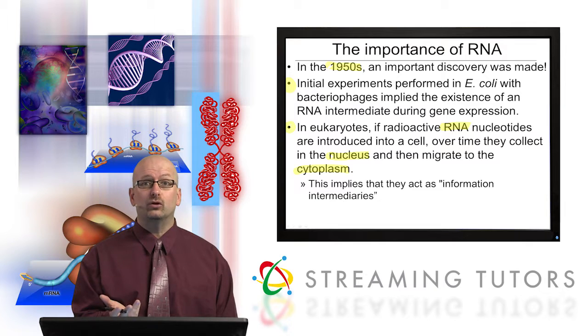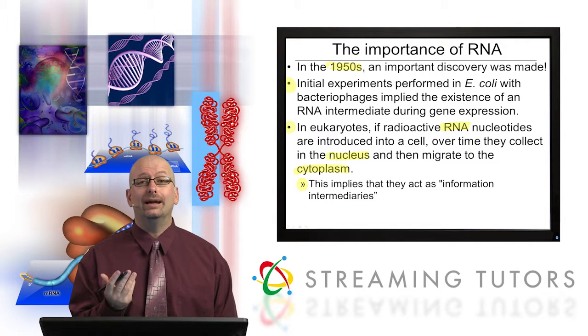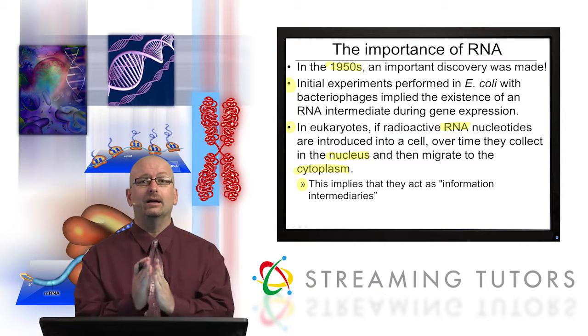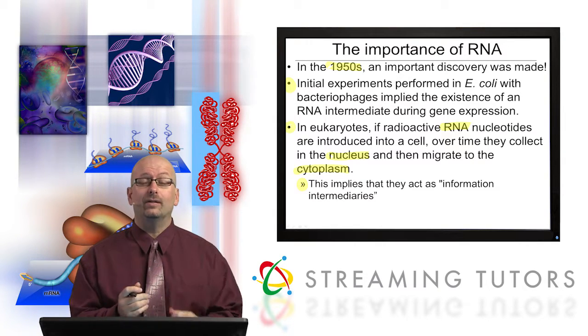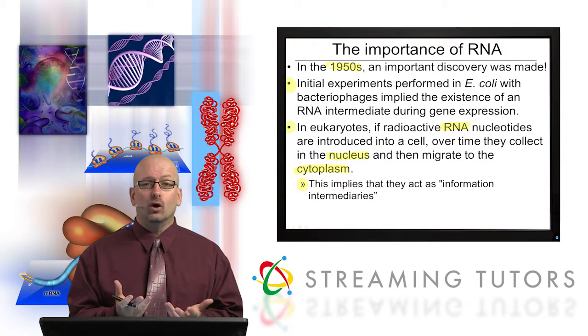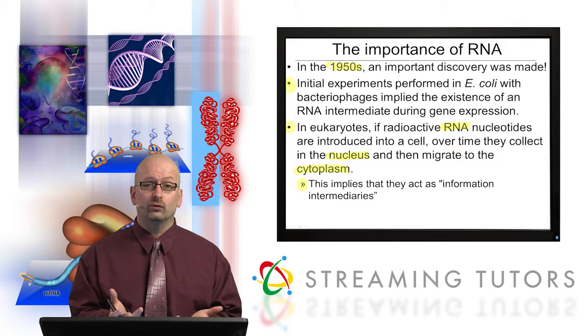So once that was determined, there's a very strong implication that RNA acts in some way or another as an information intermediary or intermediate. In other words, somewhere between the DNA and the polypeptide, we're now getting another step that involves RNA. Now again, biochemists knew RNA existed, just like they knew DNA existed before its significance was fully known.